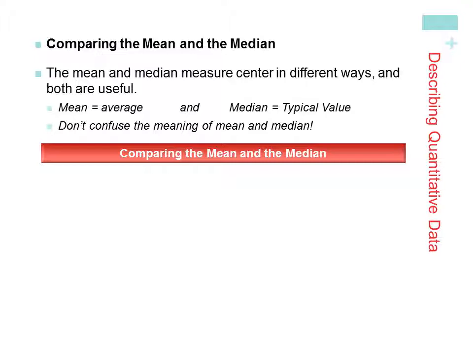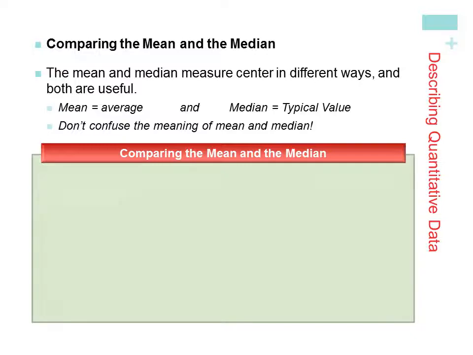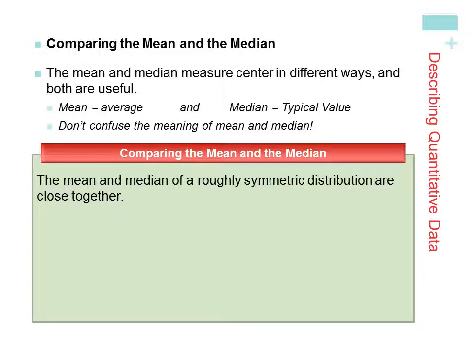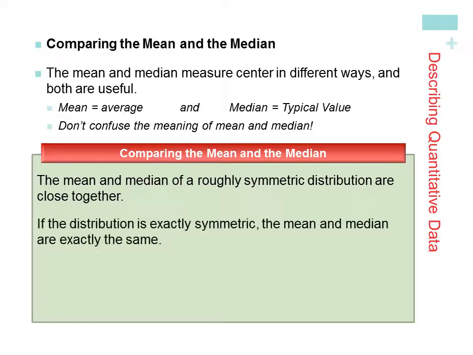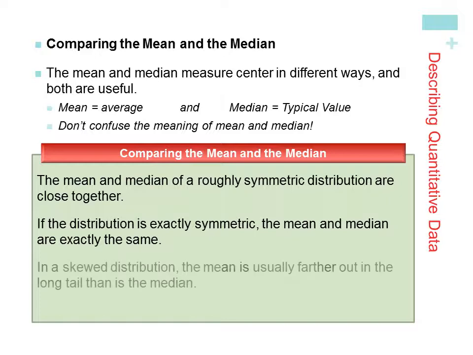Okay, so how can we compare the mean and the median, and how do we know which one is the best measure of center? The mean and median of a roughly symmetric distribution are going to be very close together. Okay, so if the distribution is symmetric, the mean and the median are both going to be in the middle. If the distribution is exactly symmetric, the mean and the median are exactly the same. In real life situations, they're never going to be perfectly symmetric, but in a perfect world, the mean and the median would be the same.